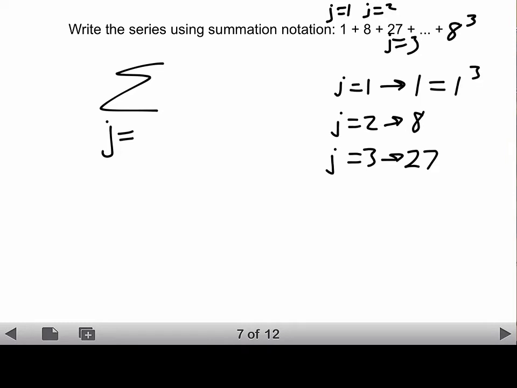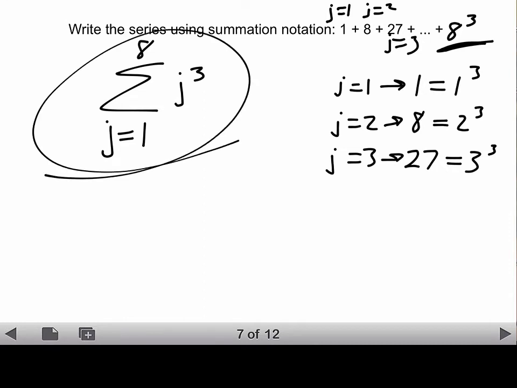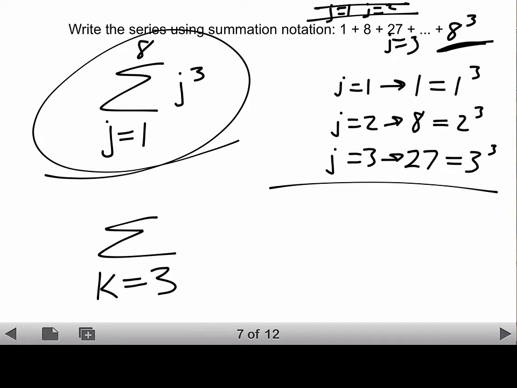Like 1 is 1 cubed, and 8 is 2 cubed, and 27 is 3 cubed, and oh yeah, 8 cubed is 8 cubed. So this sum is going to be, as j goes from 1 to 8, j cubed, and that's it. But what if we wanted to be a little creative? Instead of j starting at 1, suppose I wanted j, well, I've already used j. Suppose I say, you know what, this is k, and it's going to start at 3. Well, we can do this if we really want to. We would just have to change the terms appropriately.